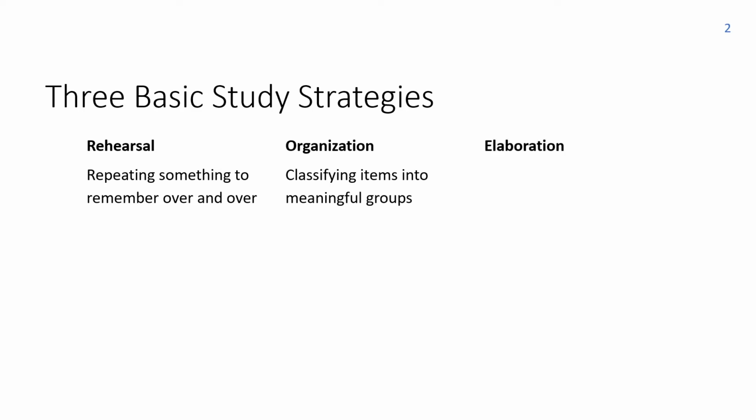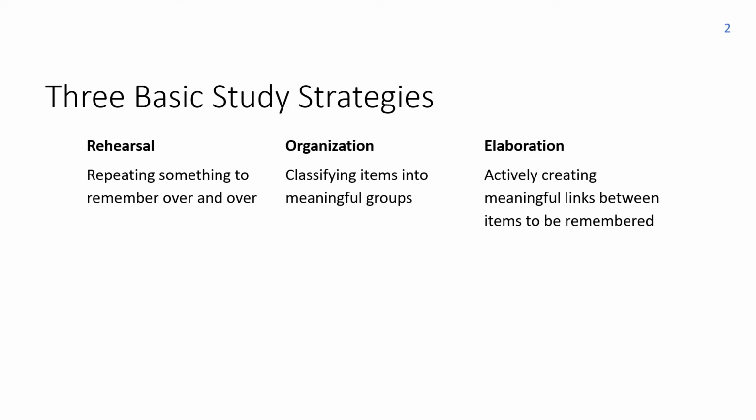So the final strategy that students learn is something that's called elaboration. And this is where you're actively creating meaningful links between the items that you're trying to remember. So you're putting together networks of information. You're making connections. So we could say that these different types of strategies, moving from rehearsal to organization and then to elaboration, are the different steps that people take as they move through school. So when you were much younger, you may have used rehearsal, and then you began to use organization, and then you may be moving on to elaboration.